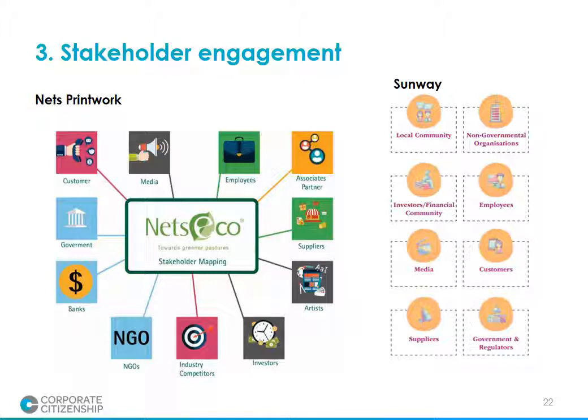So in terms of identifying and mapping out your stakeholders, these are a couple of examples on this slide from Net Printwork and Sunway, 2 Malaysian companies who report on their most important stakeholder groups in their reports. And you can see there are some stakeholder groups here who are probably relevant to most businesses or all businesses, such as employees, government, competitors, investors, and there are other specific groups on there. So you can see, for example, Net Printwork have pulled out artists and banks as particular stakeholder groups, reflecting the nature of their business.